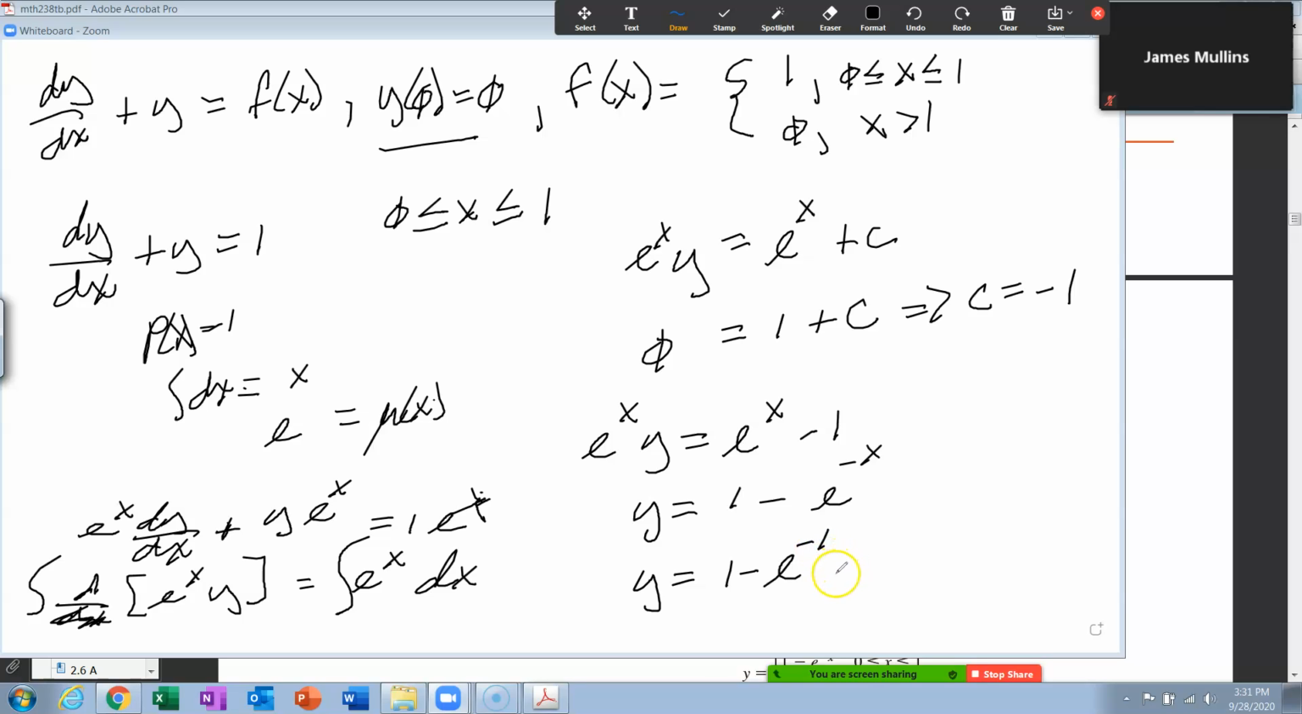Okay? Now, I'm running out of room very rapidly. Okay, so this is basically almost another initial condition. It's not exactly, but it's y of 1 is equal to 1 minus e to the minus 1.